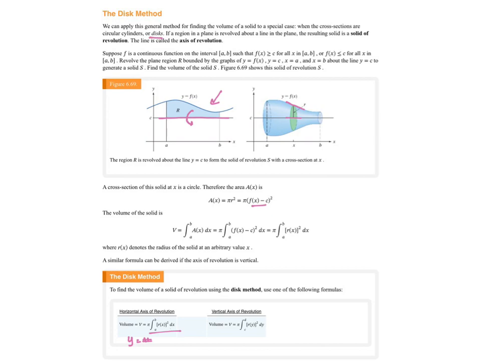Anytime that we're revolving about something parallel to the y-axis, so if they give me x equals a number, that's a vertical axis of rotation, then my function's not going to change as x changes, but as y changes. So we'll be in dy. And we'll work a couple of examples of each kind. But it's different.